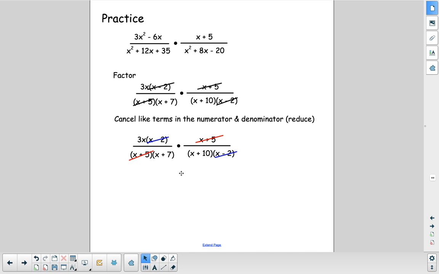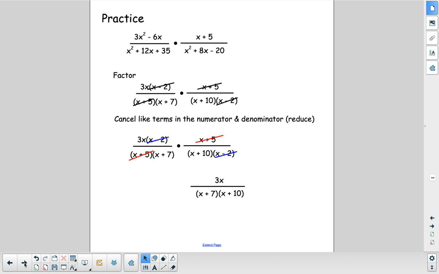So we should end up with 3x over x plus 7 times x plus 10. So we just cancel what we can, and then we leave whatever we have left in factored form. So hopefully that's what you guys got for that.